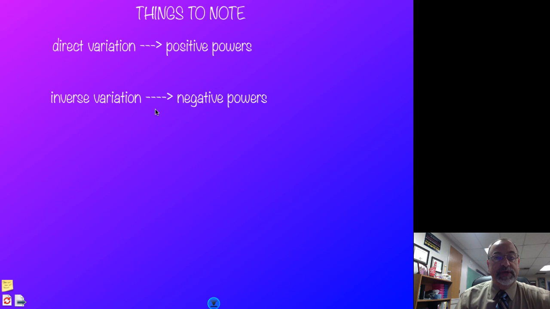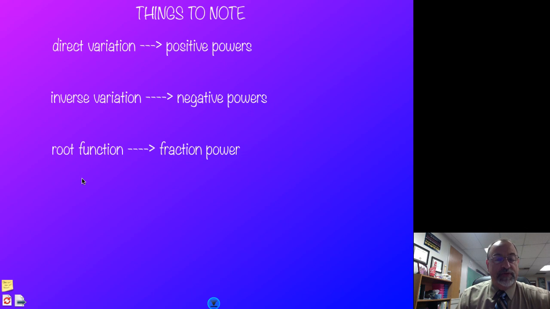Inverse variation would be a negative power, and the reason is, you remember, if we want to make that negative power positive, we move it to the denominator. Now that x value is in the denominator, so now it's inverse to the y value. So a negative power would be described as an inverse variation. So again, as you're reading a word problem and seeking which power to apply, if it's an inverse, then that x variable is going to be in the denominator, and if you moved it to the numerator, it's going to end up being a negative power.